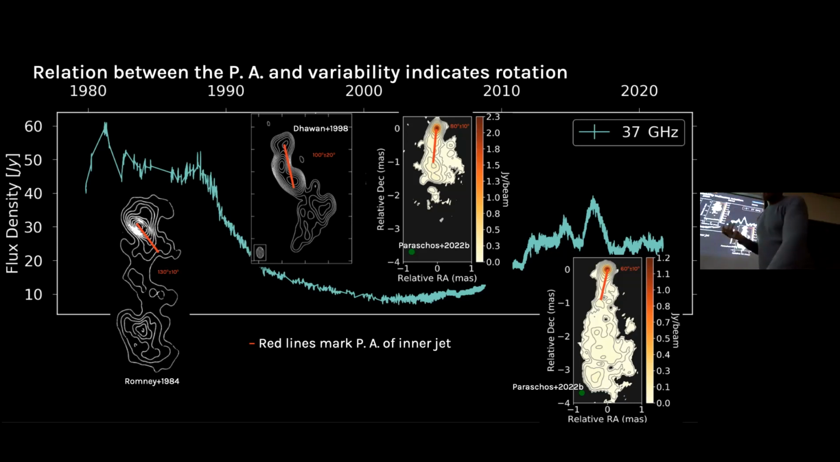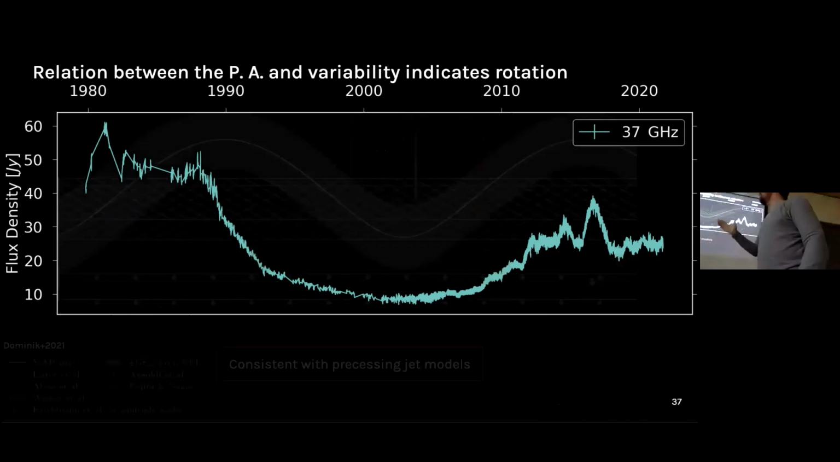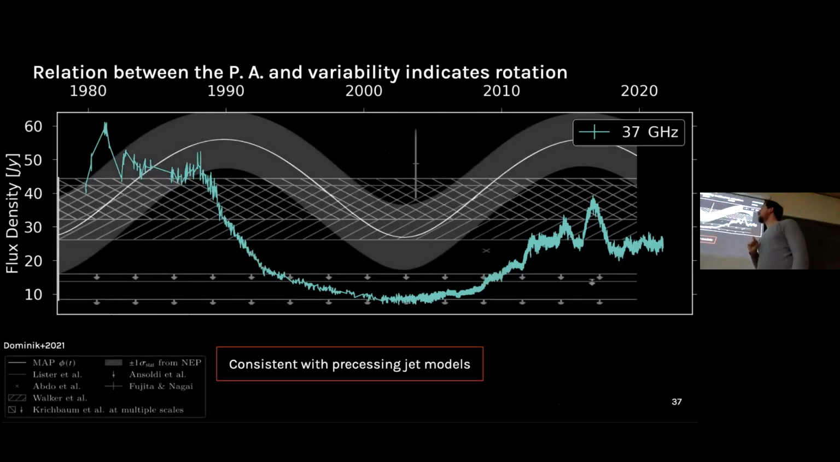Then people have also noticed this and tried to simulate the periodic motion of the jet. And this seems to be consistent with a precessing jet model with a period of around 12 years.